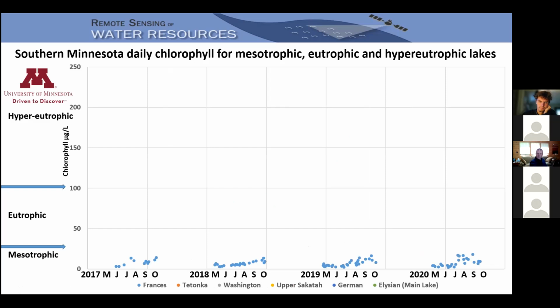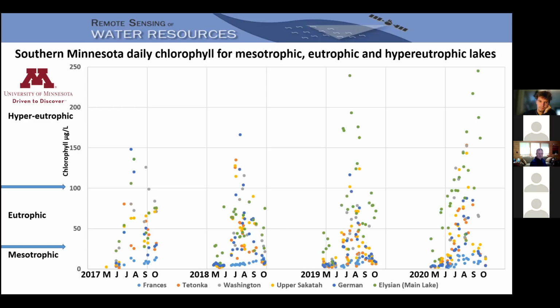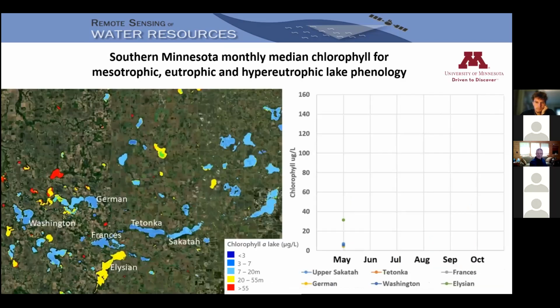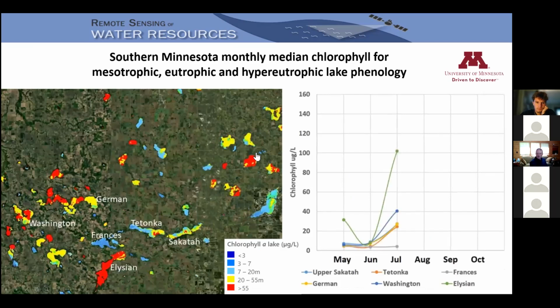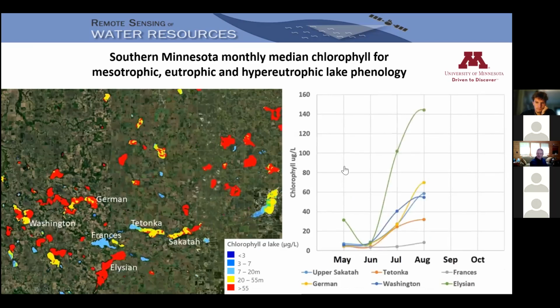I have this for all these different years, and you can see how in 2019 and 2020 Elysian had more blooms than it did in the previous 2 years. We can compile that at the monthly level here. There we go. The map on the left, and then the graph showing the patterns for the different lakes.